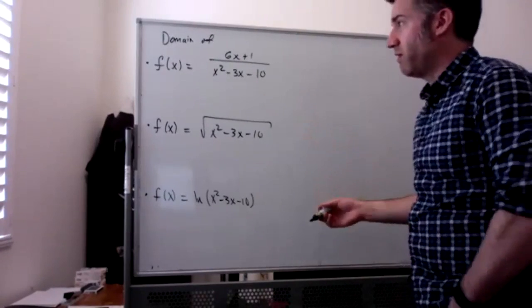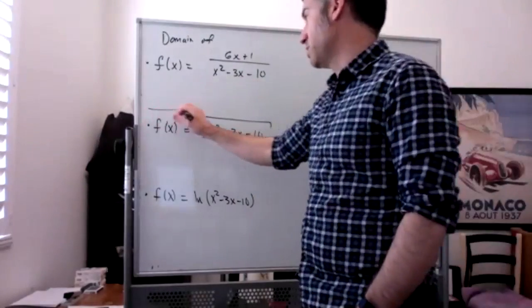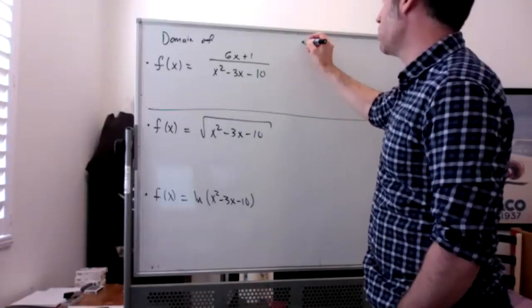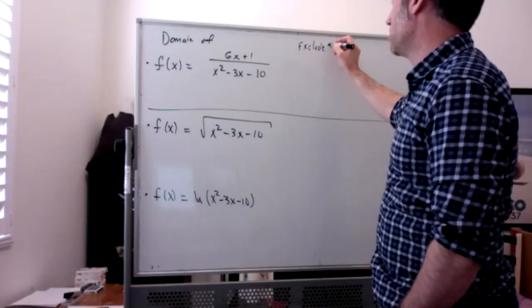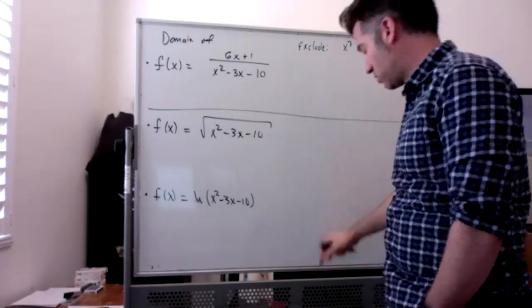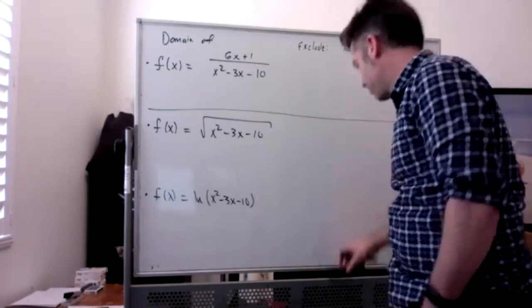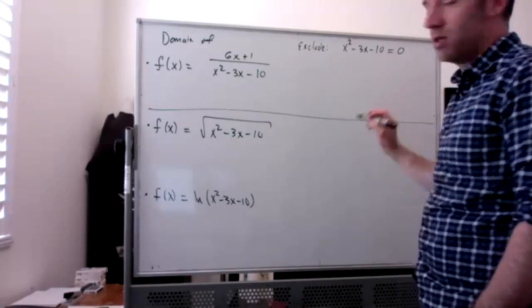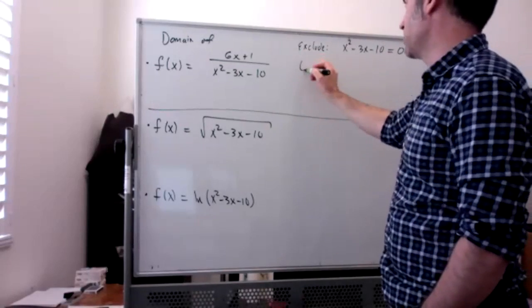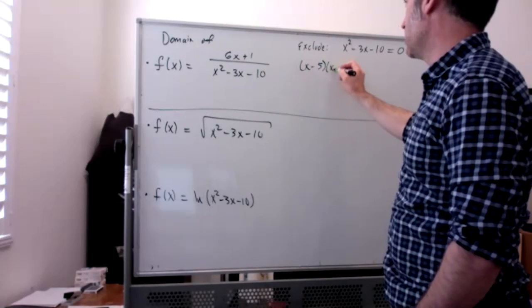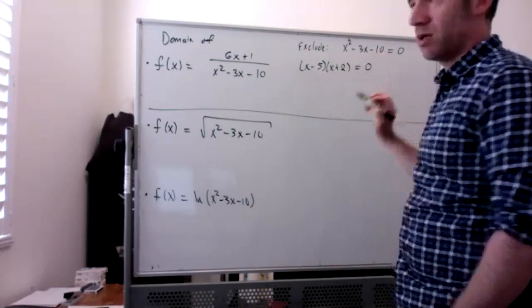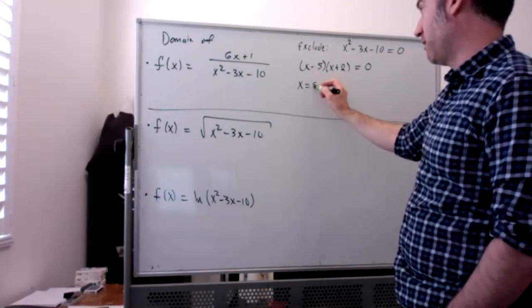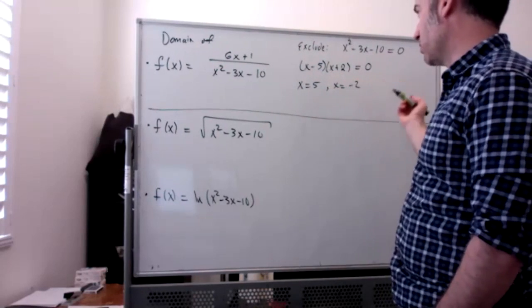So let's look at this first one. If I wanted to find the domain of f of x equal to 6x plus 1 over x squared minus 3x minus 10, I know I need to exclude where x squared, not x cubed, x squared minus 3x minus 10 is equal to 0. We're going to factor. This factors as x minus 5 times x plus 2 equal to 0. And then we're going to solve, right? We're going to get x equal to 5 and x equal to negative 2.